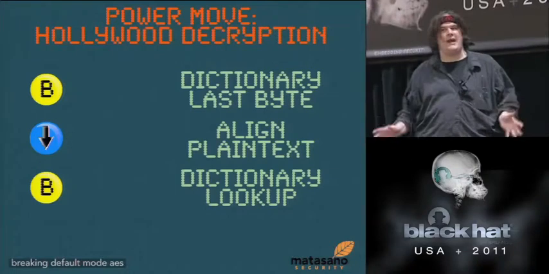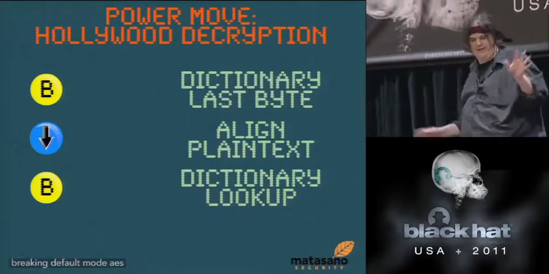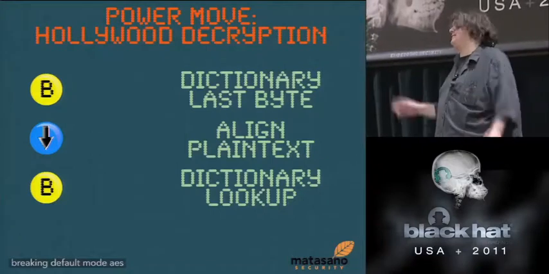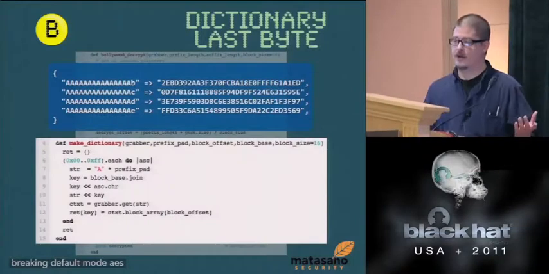If you can follow the steps, you can decrypt arbitrary messages encrypted with AES or Blowfish or Twofish or whatever the hell it is. No problem, Hollywood style. So Mike? So the first thing to do is to make a dictionary.